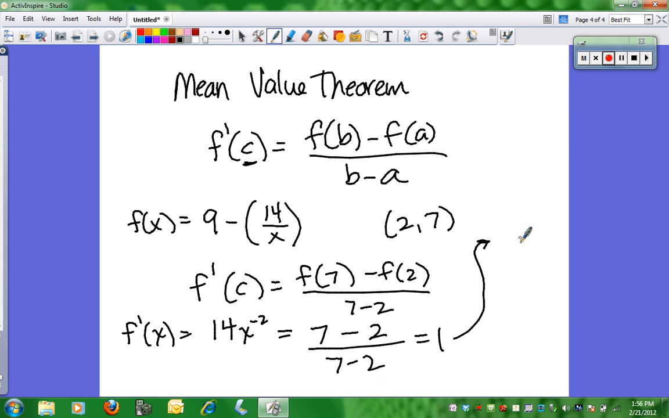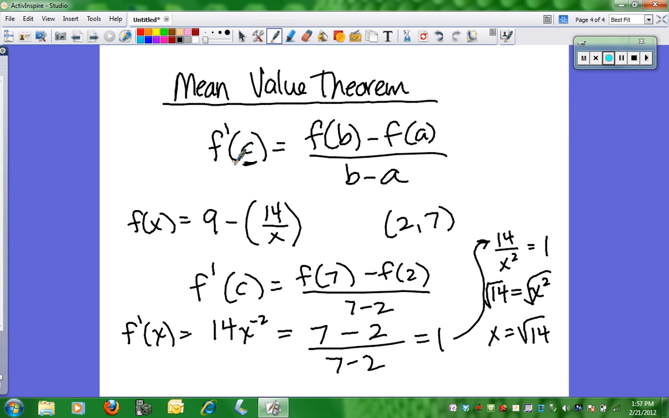So moving up here a little bit, we have 14 over x squared equals 1. Multiply both sides by x squared, I get 14 equals x squared. Take the square root of both sides to get x equal to the square root of 14. A lot of people want to do plus or minus the square root of 14, but remember our interval, 2 to 7, so it's only going to be the positive square root of 14. So here is the mean value theorem, and this is true where the derivative at an x value, we're calling it c, is equal to the average rate of change.